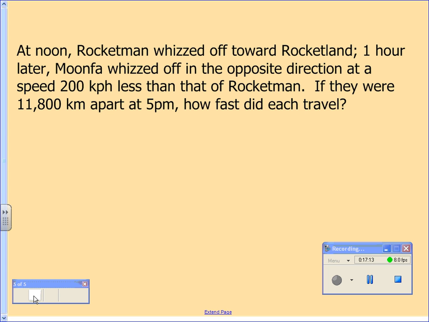At noon, Rocket Man whizzed off toward Rocket Land. An hour later, Moonfa whizzed off in the opposite direction at a speed of 200 kilometers per hour, kph, less than that of Rocket Man. If they were 11,800 kilometers apart at 5 p.m., how fast did each travel?